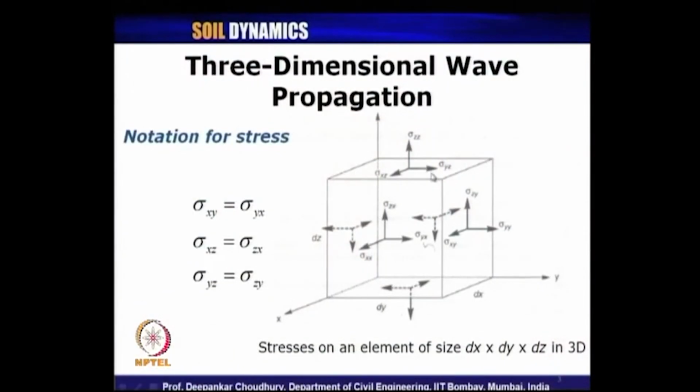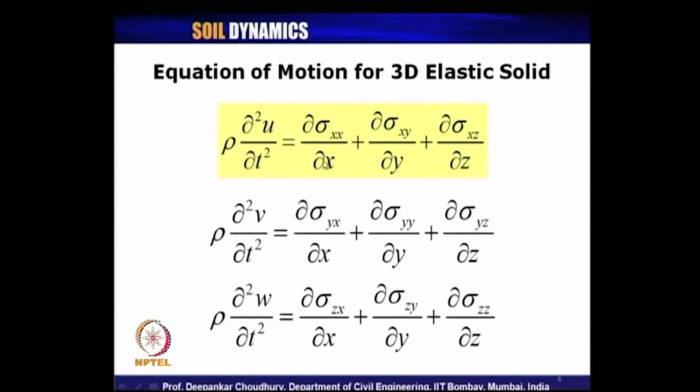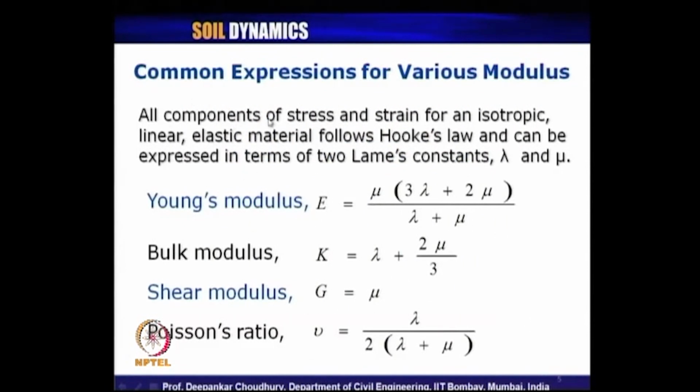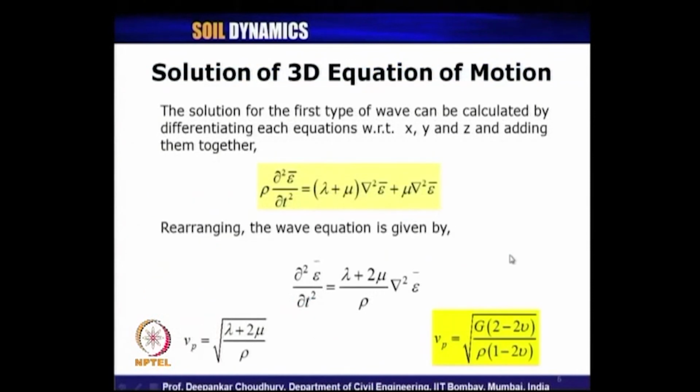We have seen how to formulate the equation of motion for three-dimensional wave propagation, and these are the basic three-dimensional equations of motion for a 3D elastic solid in the x direction, y direction and z direction. Then we brushed up our memories on common expressions for various moduli in terms of the two Lami's constants, that is lambda and mu. So, how Young's modulus, bulk modulus, shear modulus and Poisson's ratio are expressed in terms of these two Lami's constants, we have seen that.